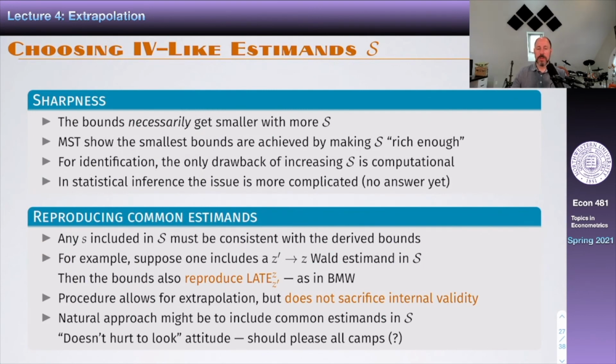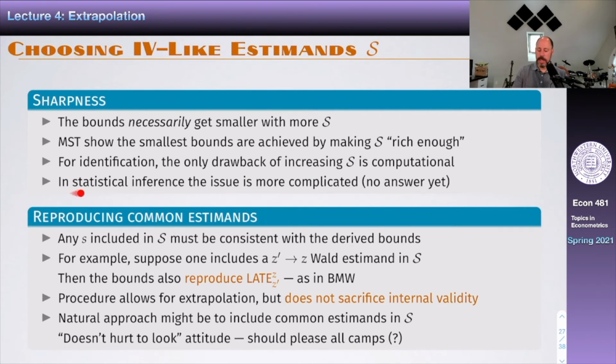Next question is choosing IV-like estimates. The bounds necessarily get smaller the more stuff you put in what we know. The paper shows that the smallest bounds are achieved by making S rich enough. So when you're thinking about identification, if you ask me, do we need to add more? The answer is, of course, just add everything you know. For identification, the only drawback to increasing S is computational, but just keep adding.